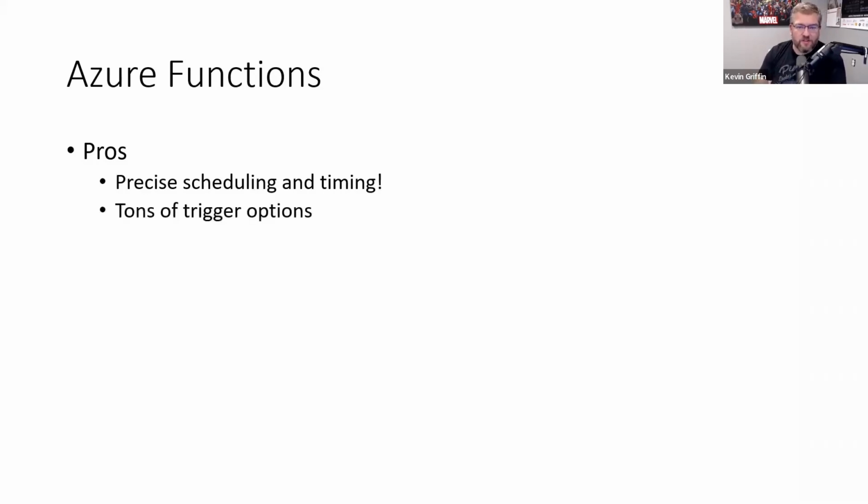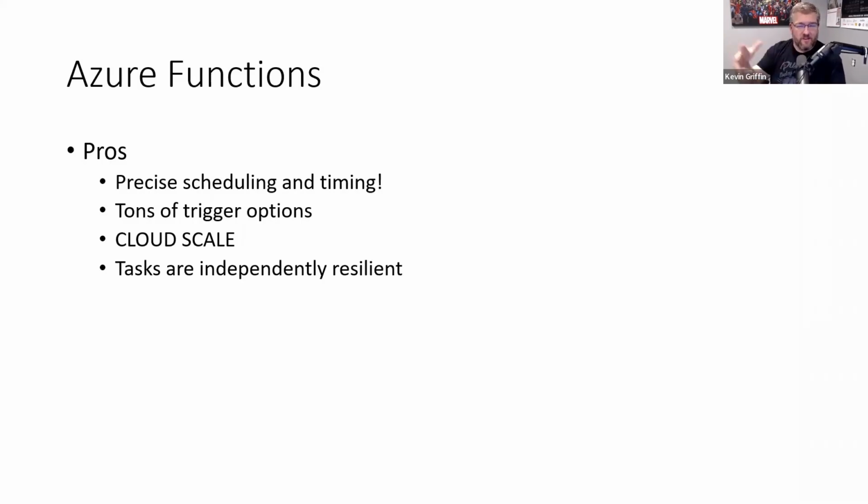We have a lot of trigger options, and the Azure teams are actually adding more as they come up and they see the demand from the community. Cloud Scale, you cannot argue with Cloud Scale. It is amazing to just process a ton of data in a very short amount of time. It's very fun. All the tasks are independently resilient.